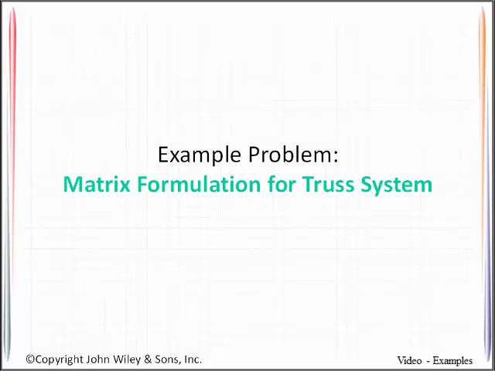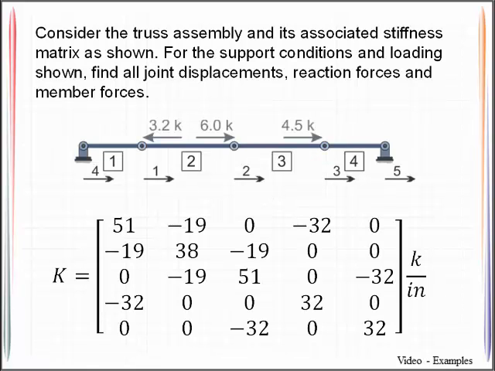Well, hello again. In this example, you will see how to apply the matrix-based stiffness approach to solve for typical structural responses in a truss. We will specifically be looking at this truss assembly, and we have already been given the global stiffness matrix for the entire structure. You'll also see that the degrees of freedom have appropriately been labeled, where these degrees of freedom are the unrestrained degrees of freedom, and these are those that have restraint.